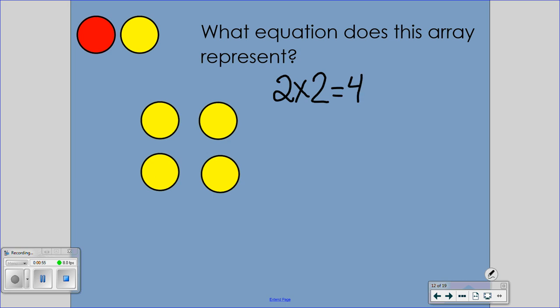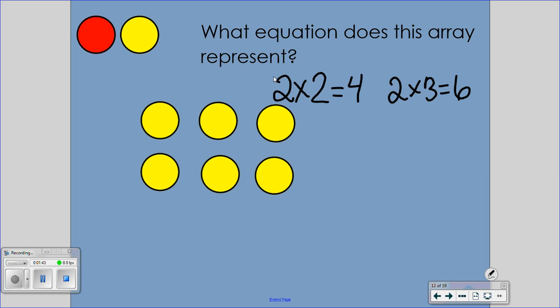4. I want you to add another group of 2 to your array. What do I have now, McKenna? 6. No, that's not a multiplication equation. You have 2 times 3, or 2 groups of 3. Which equals? 6. So I have now 2 groups of 3, 2 times 3, which equals 6.